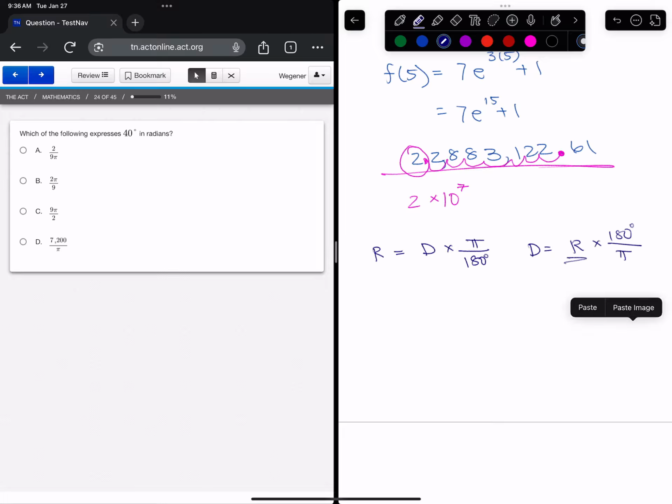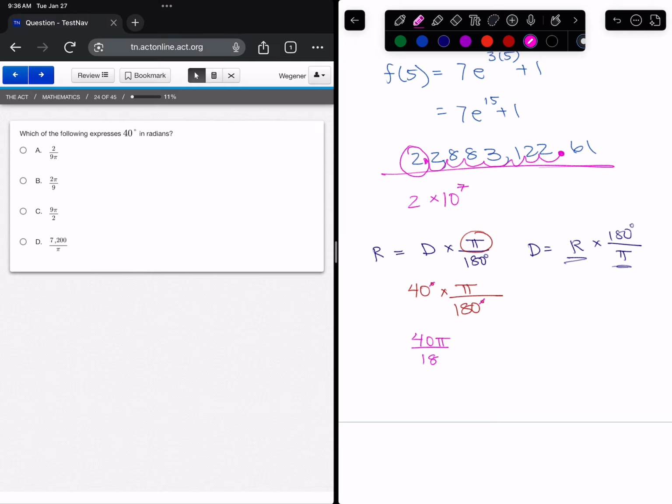Remember, radians have pi, so if you want to get rid of the radian and turn it to a degree, you put pi in the bottom. In this situation, we want radian, and our radian should have some kind of pi in the answer, okay? It looks like all the answers, A, B, C, and D, also all have pi, so we can't cross anything out right now. So what's my degree? It's 40 degrees, okay? Times that by pi over 180 degrees. Notice how my degrees cancel each other out, and we have 40 pi over 180. Okay.